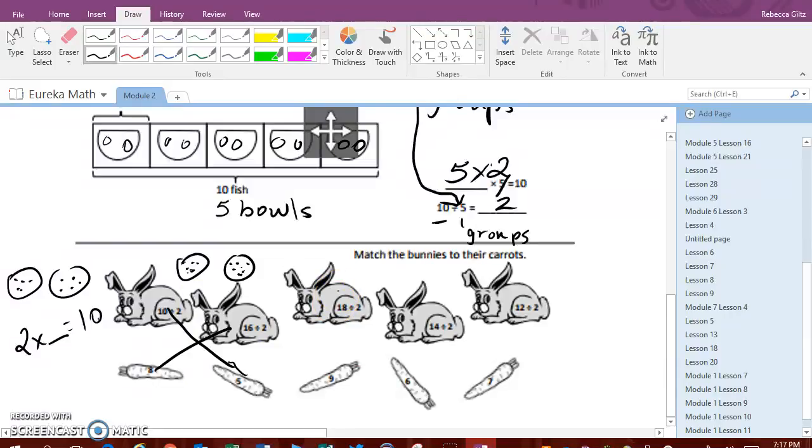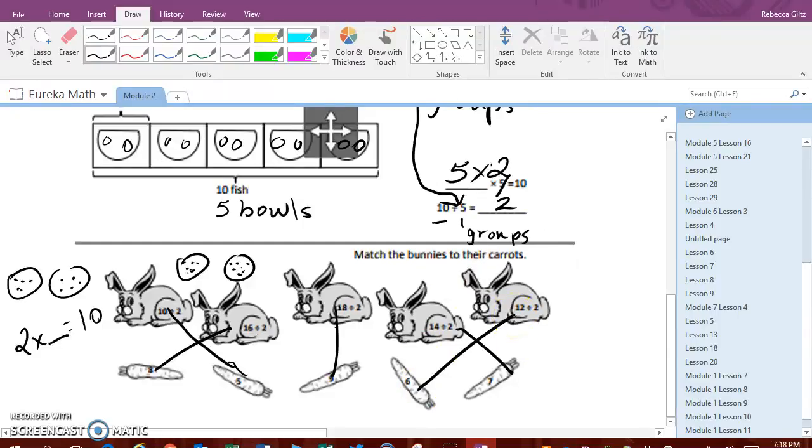18 divided by 2. Same idea as up here. Or, another way to think about it, similar to this, 2 times what is 18. You can think of what number doubled gives me 18. Just like 5 doubled gives us 10. 8 doubled gives us 16. So 9 doubled gives us 18. What number doubled gives us 14? 7. What number doubled gives us 12? 6. So find a strategy that works for you.